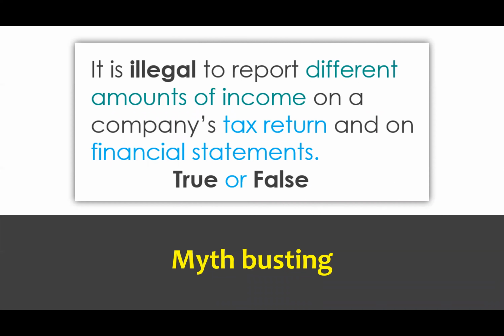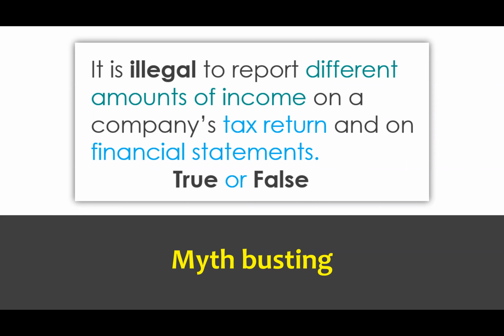Okay, myth busting. So this is always cool to do, to put up a question, and I use true false, put up a question that you know most people are going to get wrong. So this one, true or false, it is illegal to report different amounts of income on a company's tax return and on financial statements. So most students in my intro financial accounting class will say true because there's only one true income, right? And the answer is actually false. And so I have them answer true, and then all of a sudden I'm like, you're wrong. And they pay attention then. So myth busting is really good.